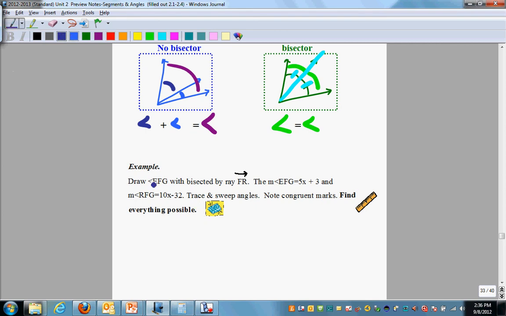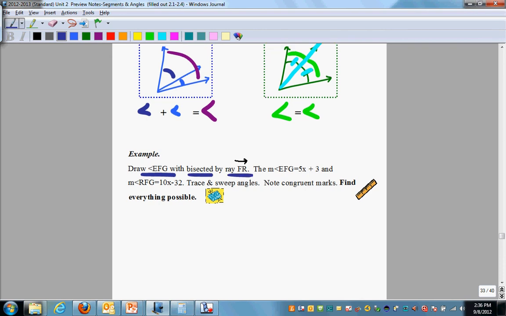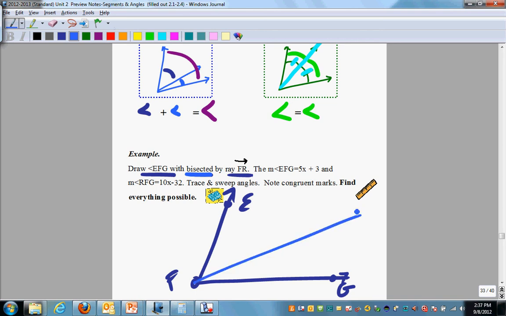Let's take this one step at a time. We have an angle EFG with a bisector ray FR. So we draw EFG. F must be the vertex. E, F, and G. And notice that it says bisect, so it does go through the middle, F to R. And if it says bisect, you have to do sweep, hatch, sweep, hatch.